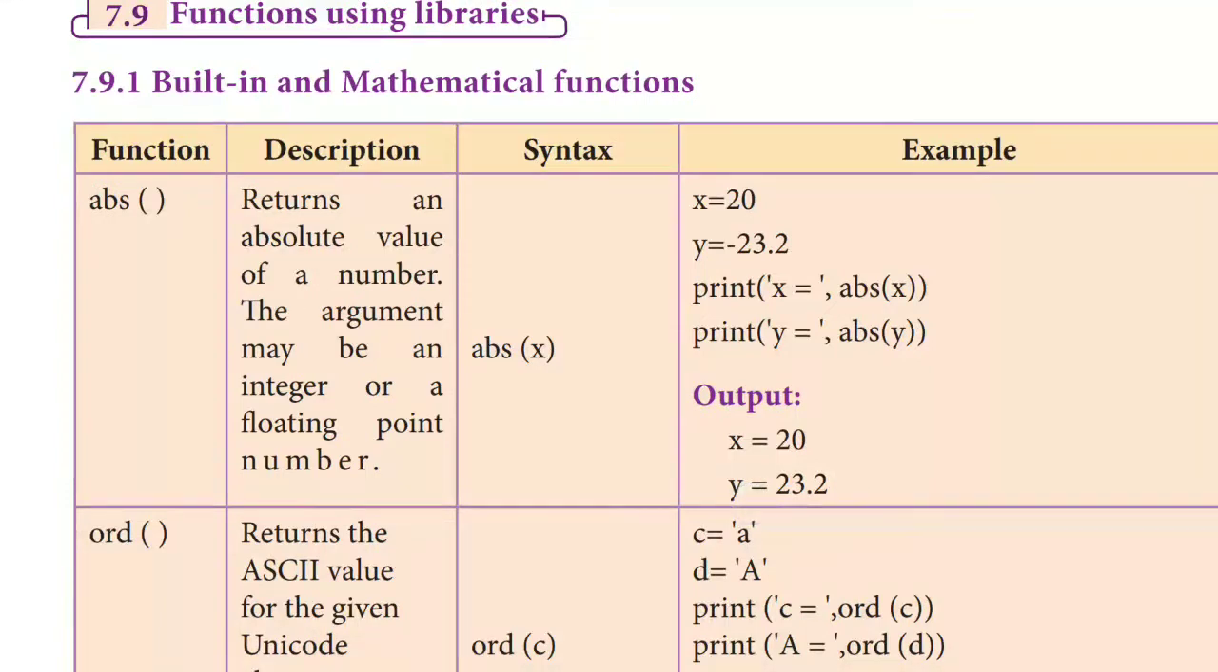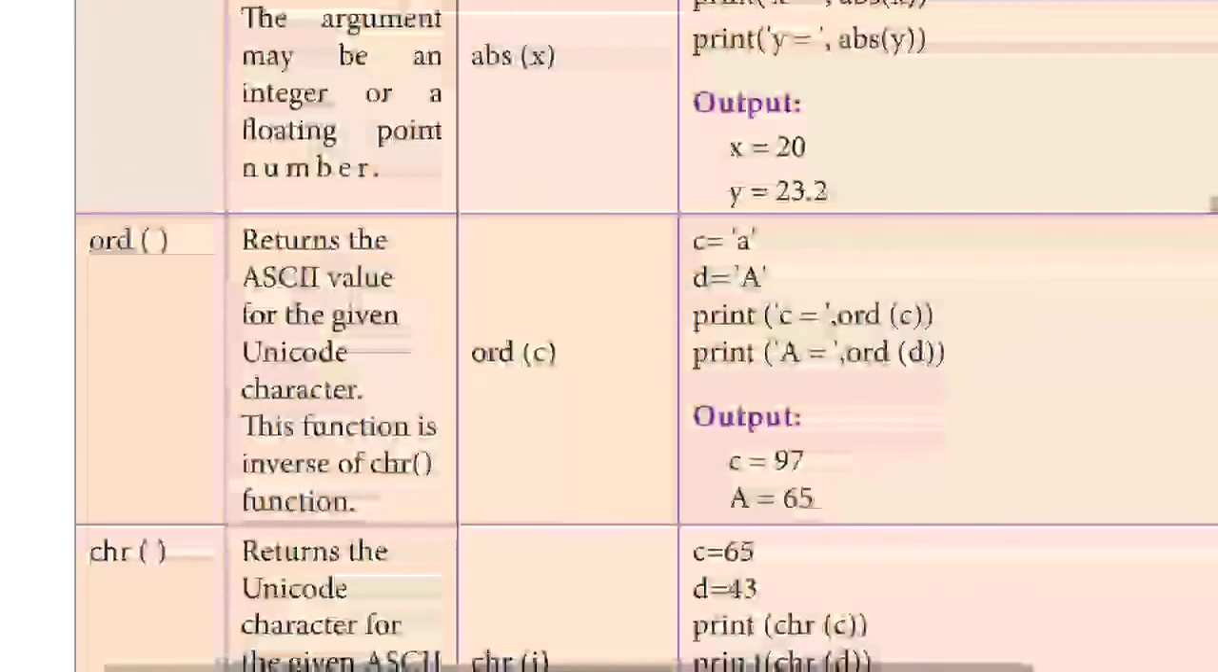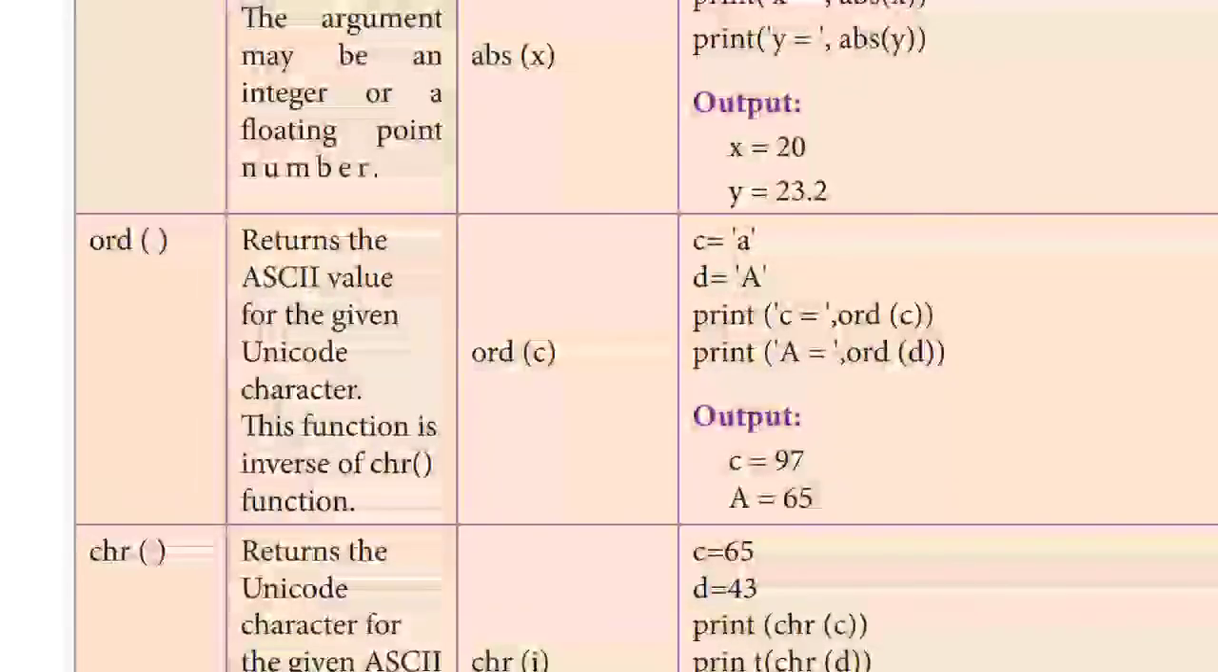Here you can see abs x, so x is equal to 20, y is equal to minus 23.2. They are changing the value to absolute, which means changing negative numbers into positive numbers, so that is absolute.